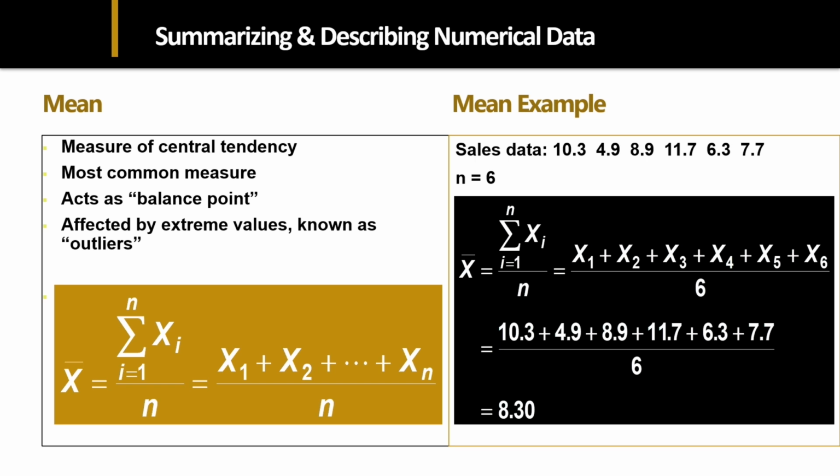But it is affected by extreme values known as outliers. Large values, or very small values, can push the mean away from what you would think of as the best representation of the center. As an example, we have 6 values over here. Say we collected that from some sales data. N is our sample size, so we have 6, so that's N equals 6. And then you take the sum of these 6 values in the numerator and just divide it by the sample size N. So the mean of this data set of only 6 values is 8.3.